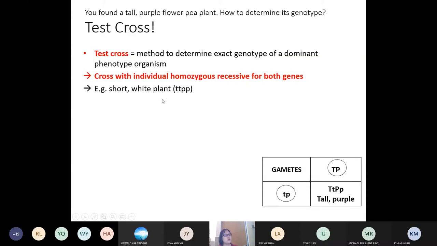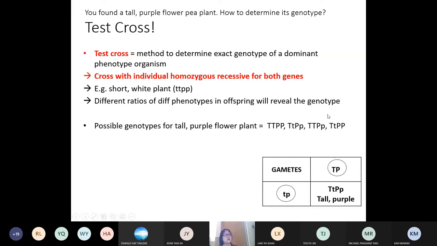So in this case, it's a short white plant that we want to cross it with. Small t, small t, small p, small p. And obviously, just like monohybrid, different ratios of different phenotypes in offspring will reveal the genotype.